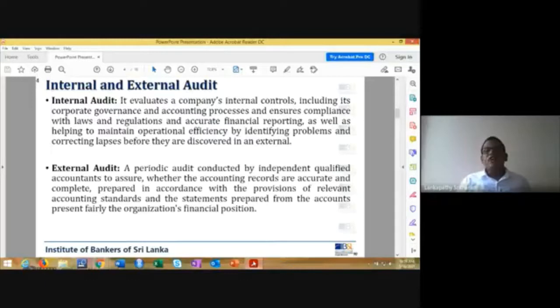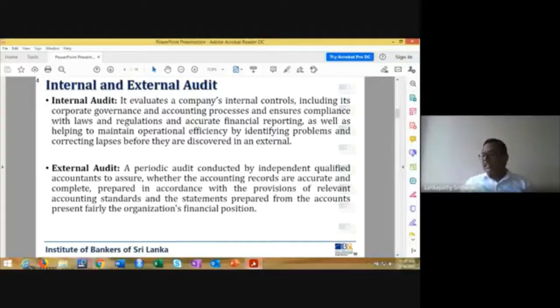And these external auditors do their job as independent qualified accountants, because they have a higher degree of independence when they are doing the external audit. Generally, the external auditors are appointed by the shareholders at the annual general meeting. For example, if a bank or financial institution appoints an external auditor, that auditor may continue for the next 3 years or 5 years. After that period, at the annual general meeting, they may reappoint that particular external auditor, or they may appoint a new external auditor.